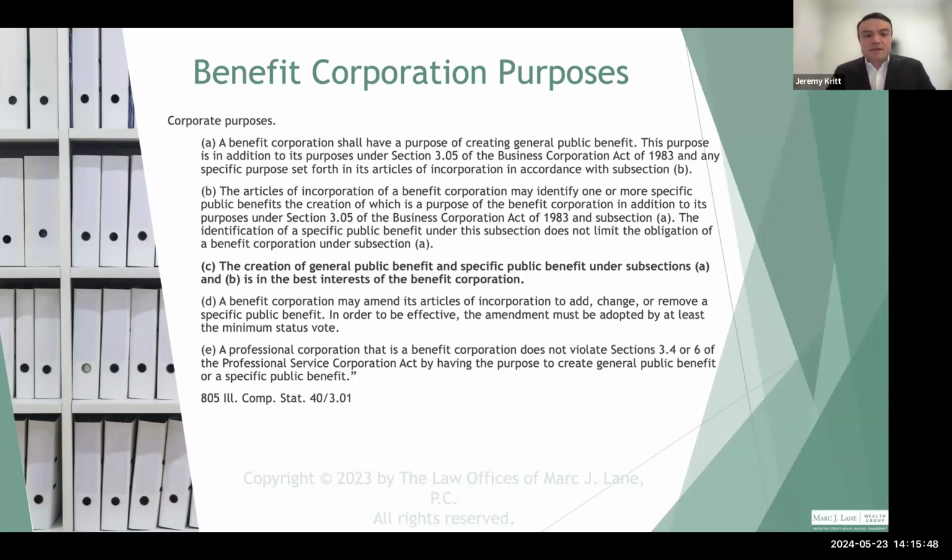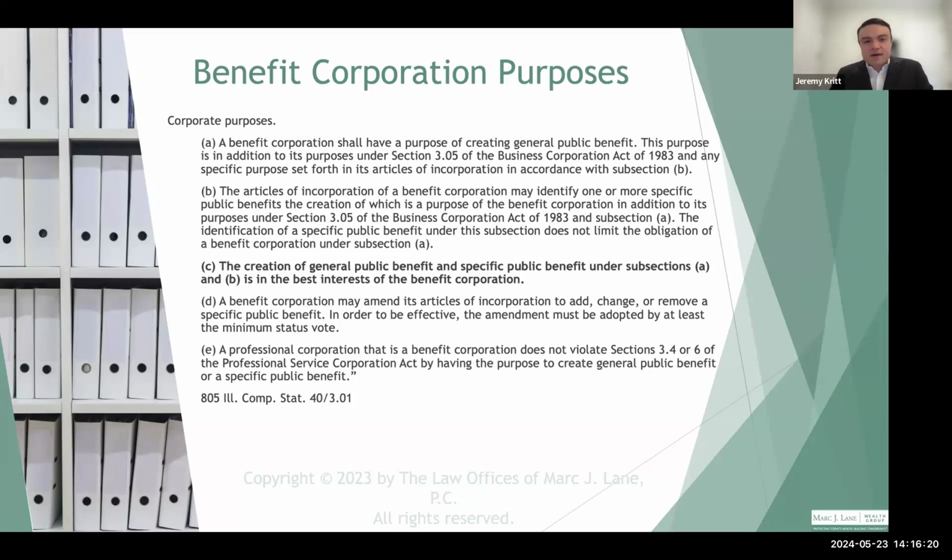So here you have the statute. A benefit corporation must have a purpose of creating a general public benefit, and a benefit corporation's articles may also identify one or more specific public benefit purposes. Now, the key language I want to point out, in bold on the screen, is that the creation of general public benefit and specific public benefit is in the best interests of the benefit corporation.